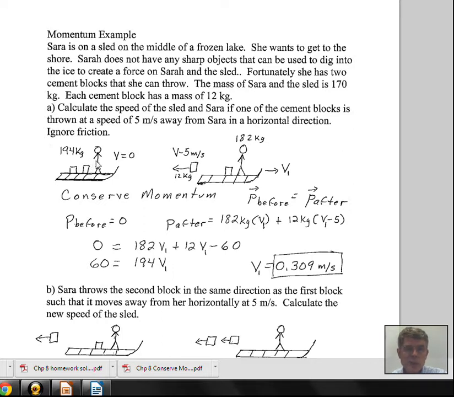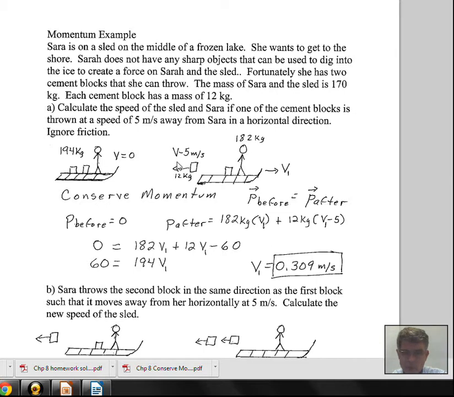Each cement block is 12 kilograms. So that gives us 24 kilograms for the cement, 194 kilograms for the system, at rest in the middle of the lake, no wind. Sarah doesn't have anything sharp to stick into the ice to push with, so we have to use conservation of momentum. Sarah throws off a block. Sarah can throw the block at a speed of 5 meters per second away from her.